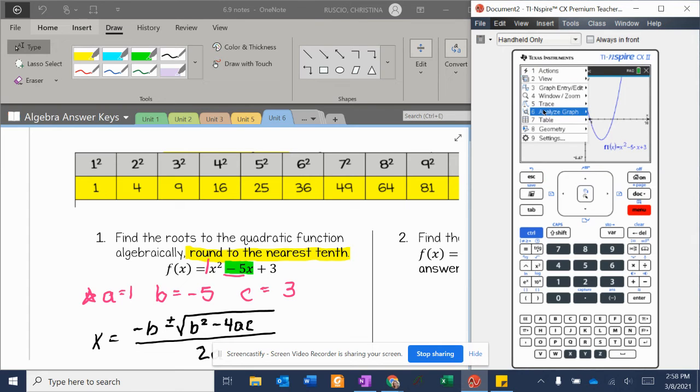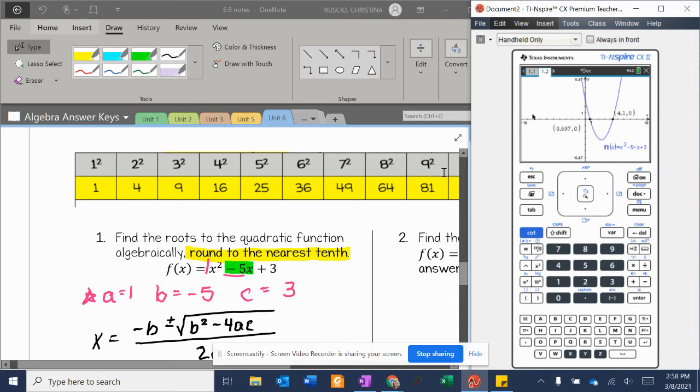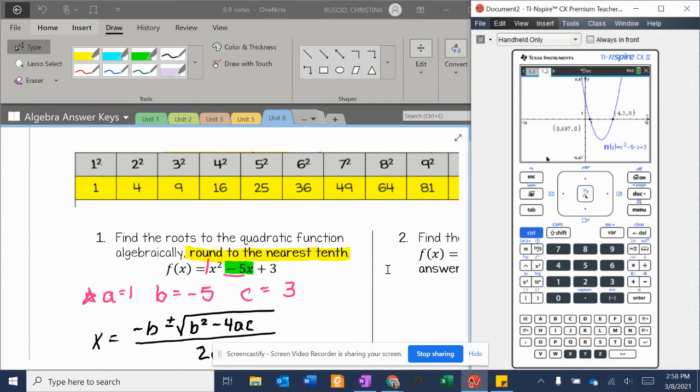Let me try that again. Menu, analyze graph. Zero. And there's my 4.31. Yay. That's how we know that we did it correctly. Remember, we're finding the zeros. We're finding these points algebraically.